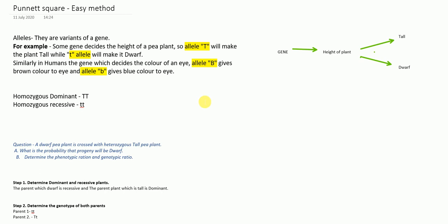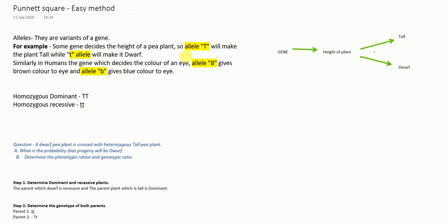Allele. Alleles are variant forms of a gene. A gene is a sequence of DNA which determines the physical appearance of a plant or an organism. For example, some gene decides the height of a plant. A plant can be tall or dwarf.